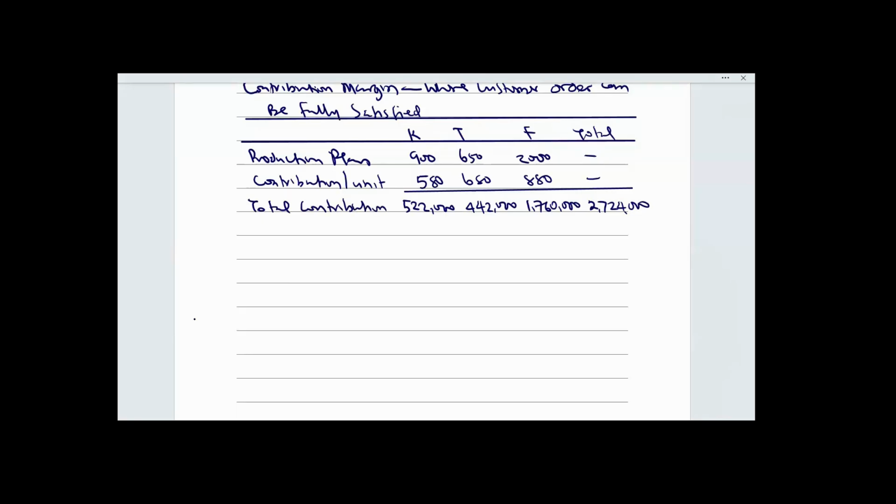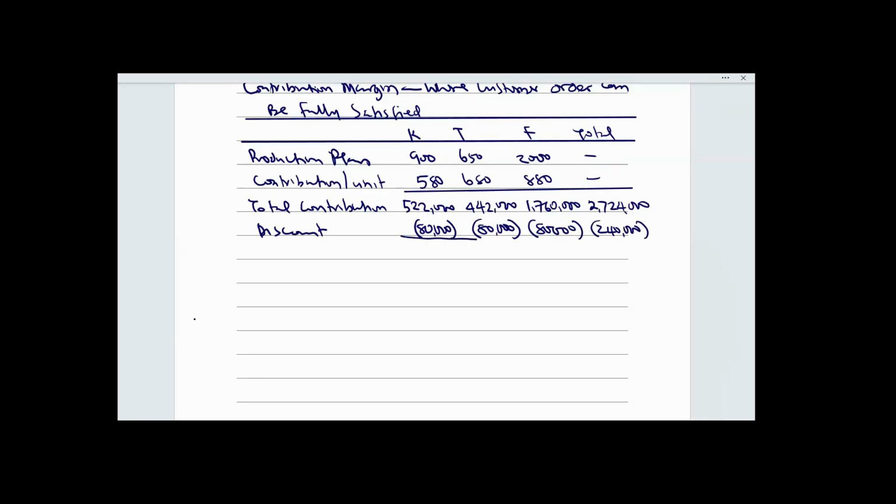Now, because we are giving high priority to the special order, out of the 900, 650, and 2,000 units of products K, T, and F, we are producing 400 units of special order for each product. That means we are going to deduct a discount of 80,000 naira per product. So I will come here: discount 80,000, 80,000, 80,000. So here will be 240,000.